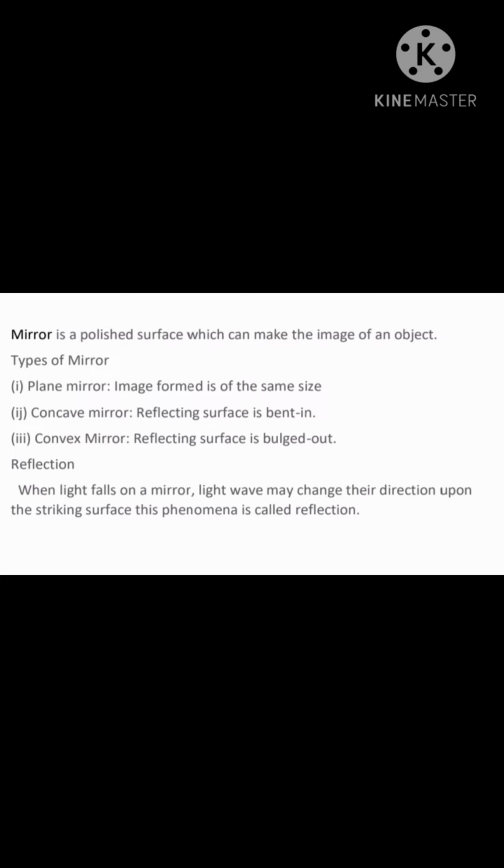Now there are three types of mirror. Number 1, plane mirror. In a plane mirror, the image formed is of the same size as the object. Number 2 is the concave mirror. Concave mirror means the reflecting surface is bent in. Convex mirror means the reflecting surface is bulged out. I will show you the diagrams of the concave mirror as well as the convex mirror.